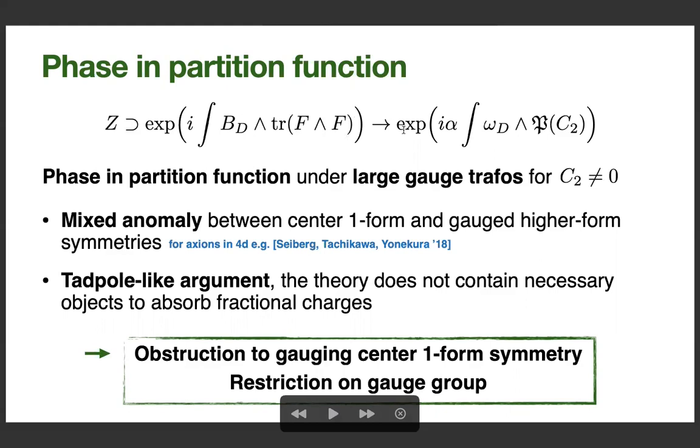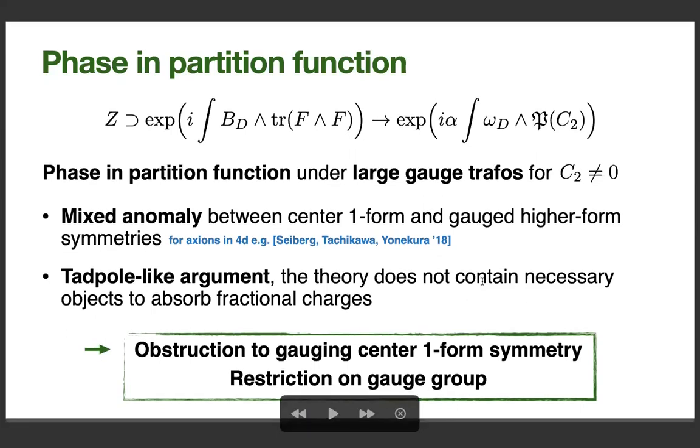So this is really a shift of the partition function by a phase once you do this large gauge transformation in these dynamical fields. So one way to phrase it is there is a mixed anomaly between the center one-form symmetries, which is specified by this guy here, and the large gauge transformation for my dynamical higher form fields. Or you can also apply something like a tadpole argument, where you say your theory in principle wants you to cancel this guy by adding a physical object, but your theory does not contain this physical object that does the job. So that is another way to phrase it. And I think Miguel is more in favor of this second argument of a tadpole-like cancellation.